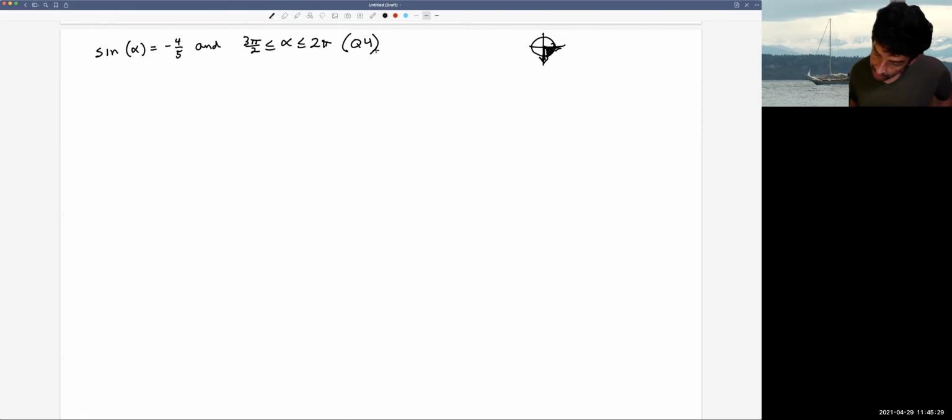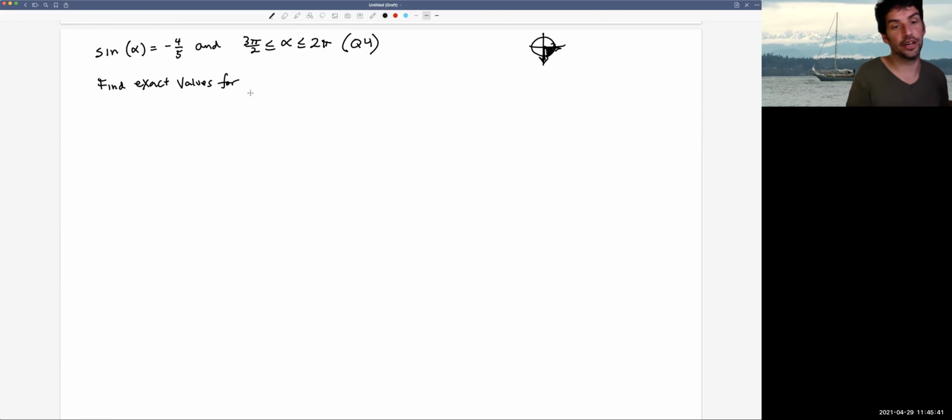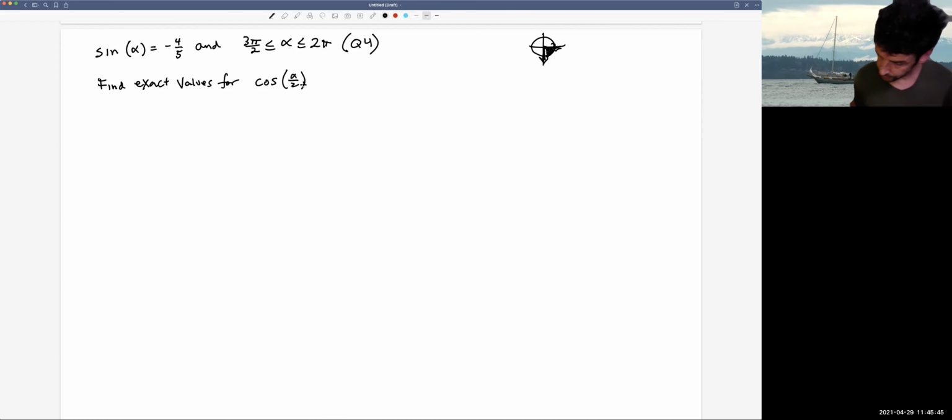Okay. With this information, let's find exact values for cosine of alpha over 2. Okay.